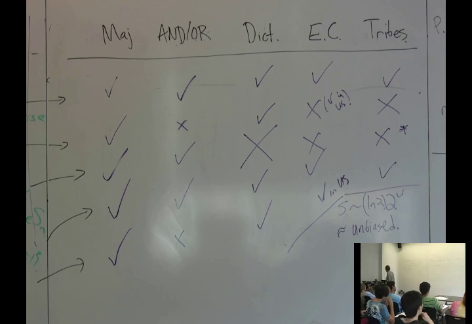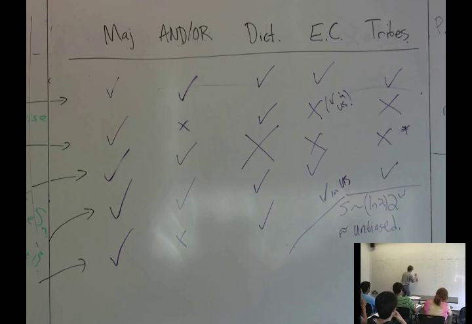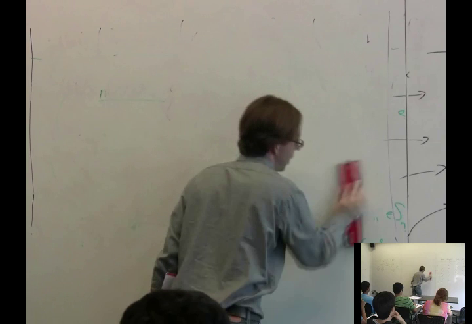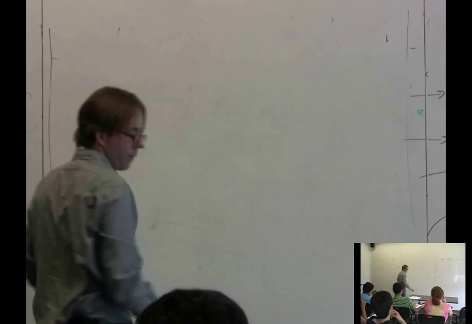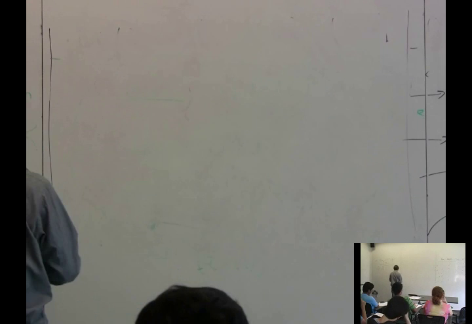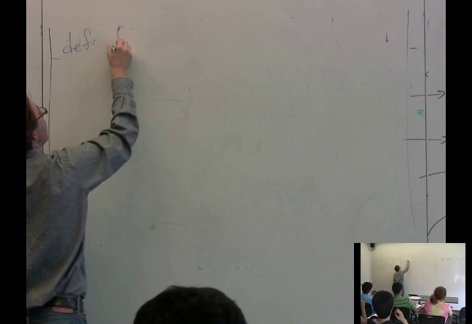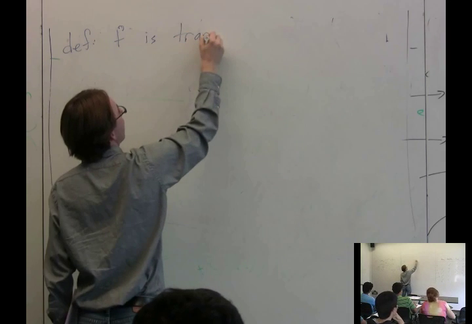kind of symmetry property. And that symmetry property I call transitive symmetry. So if you know some group theory, that's where the word transitive is coming from. But if you don't, never mind. So formally, you say that a voting rule or Boolean function f is transitive symmetric. This is a weaker condition than being symmetric.